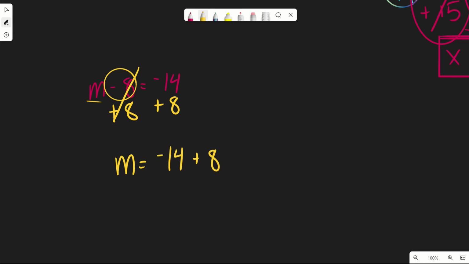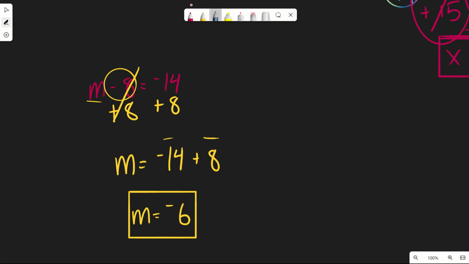plus 8. Now here's my integer rules. The reason I write this out is so I can solve it. I have different signs, so I'm going to subtract. I have more negatives, so I know my answer is going to be negative. 14 minus 8 is 6. I know my answer is negative 6. M equals negative 6.